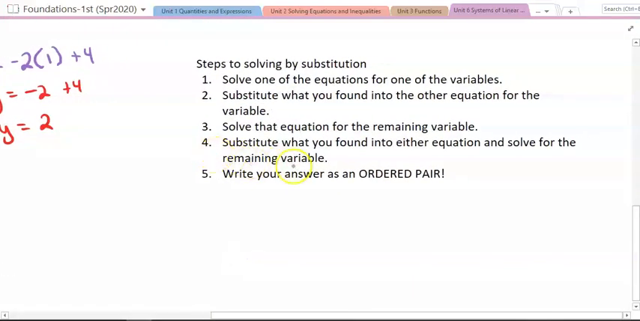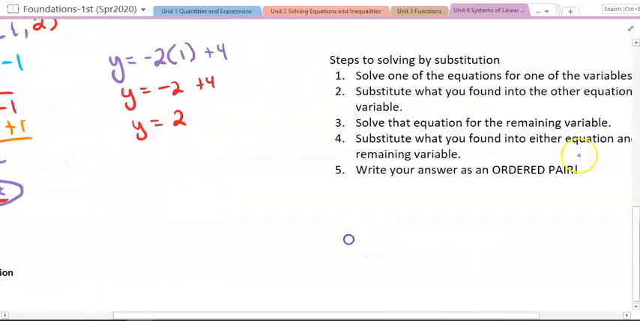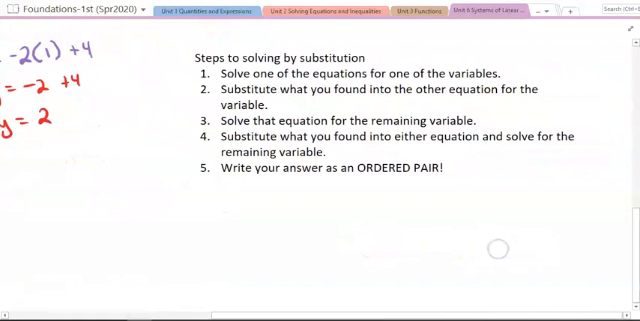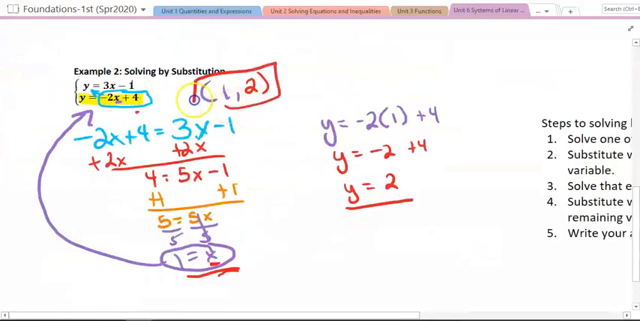Step 4, substitute what you found into either equation and solve for the remaining variable. So I solved this for x. I'm going to take it and plug it into either equation for the x, and I'm now going to solve for the other variable, which in this case would be the y. And finally, our last step, solve for that remaining variable and then we're going to write our answer as one ordered pair. We have an x, and we have a y, and we're going to write that in the appropriate order here to get our final answer.